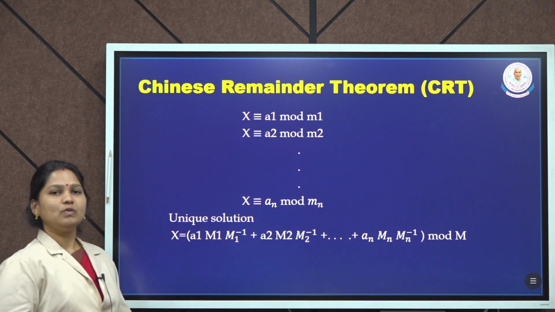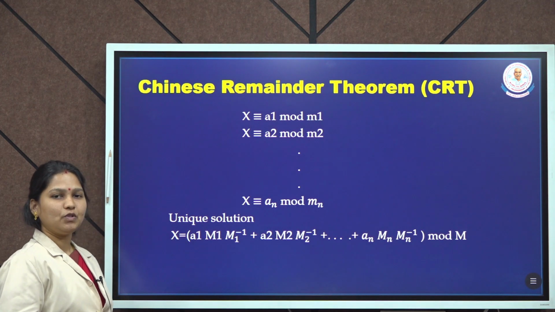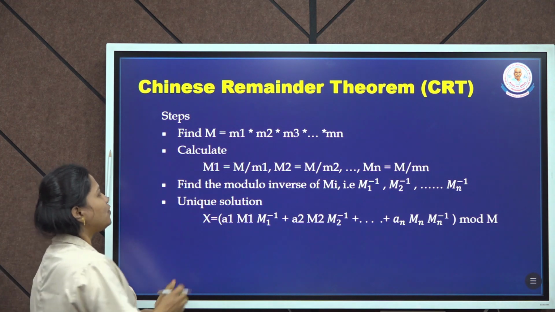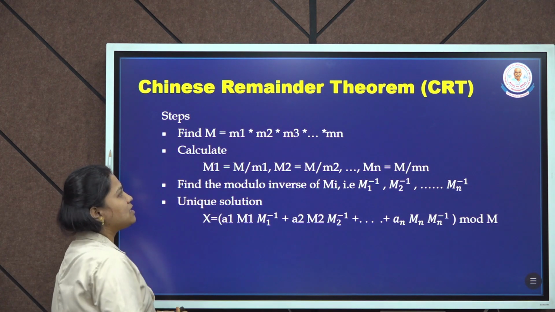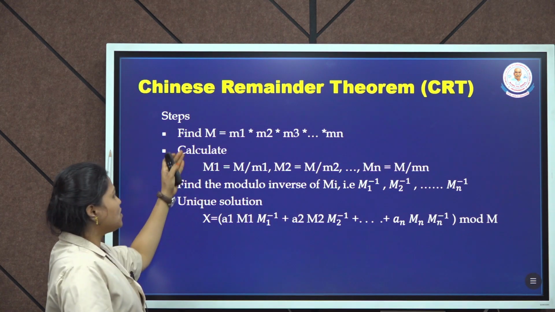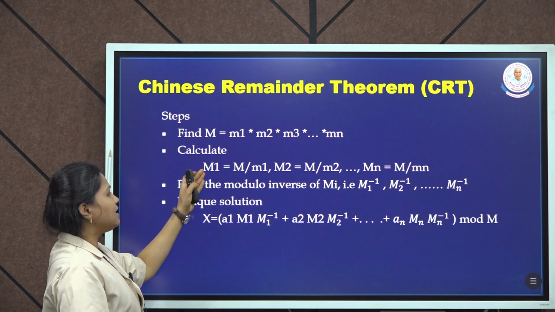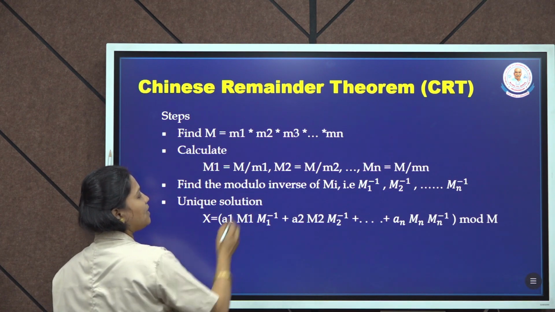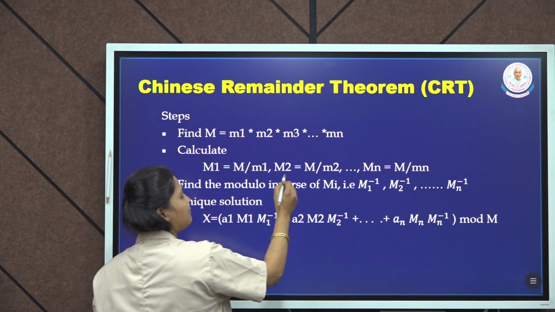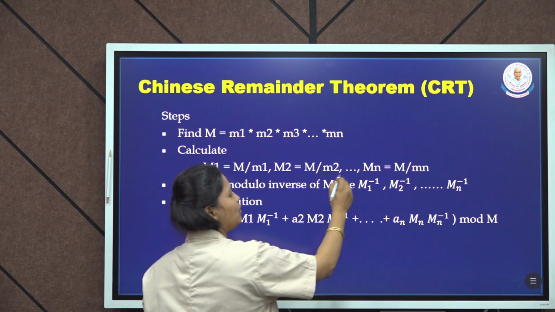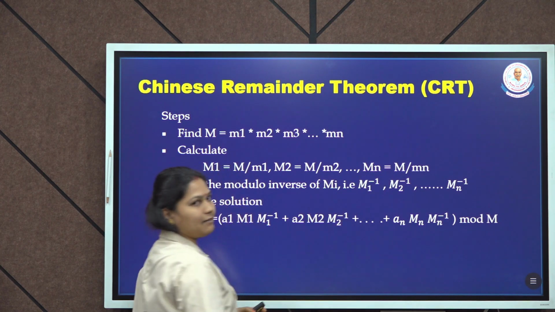So let's move to the steps. What are the steps we are going to follow to find the x value? In the first step, we need to find capital M, which is the product of m1, m2 up to mn. Next, we are going to find the capital M1 values. So capital M1 is equal to capital M divided by small m1, capital M2 is equal to capital M divided by small m2, up to capital Mn.